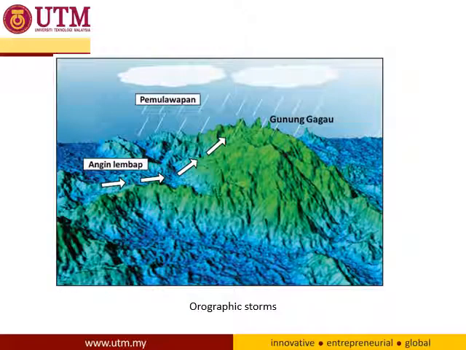So this is an orographic storm. Remember, due to the elevation relief, it is related to mountains, where the moist air is restricted by some mountain ranges. Then there is some elevation of the air and moisture, so it will condense up in the sky, and then rainfall may occur. So this is an orographic storm.